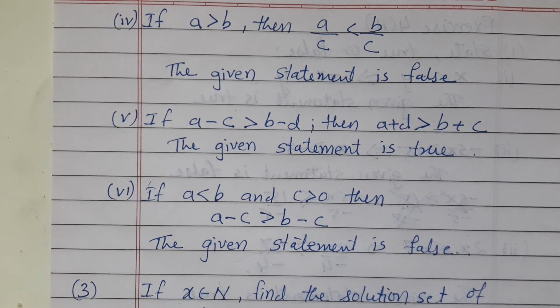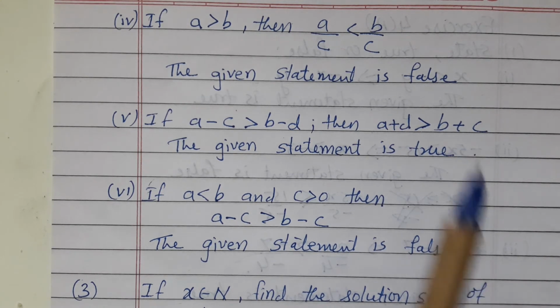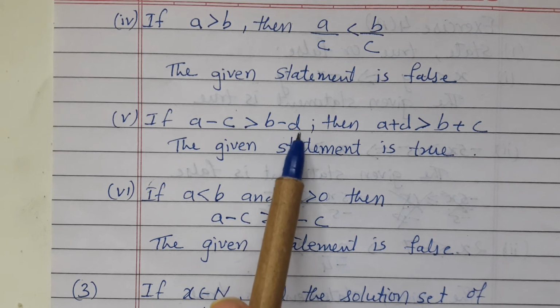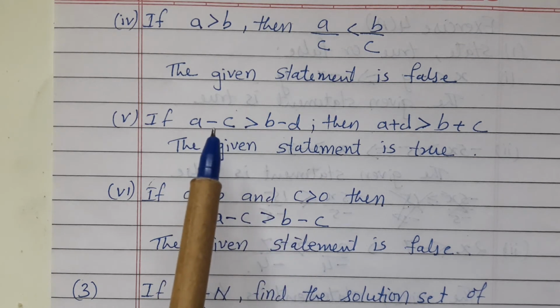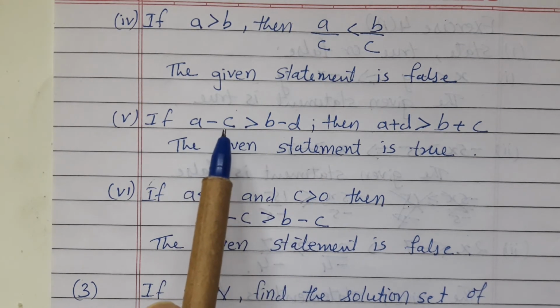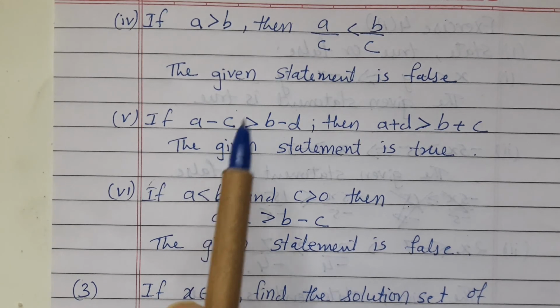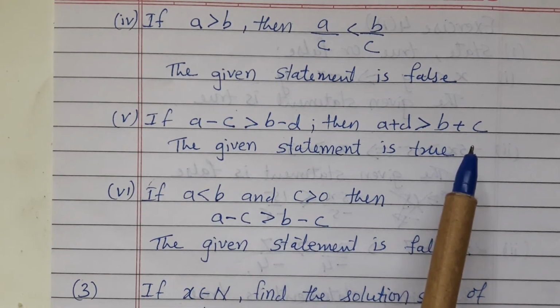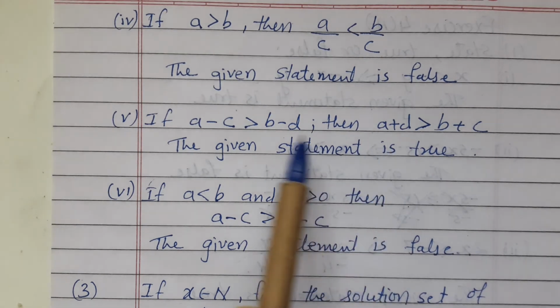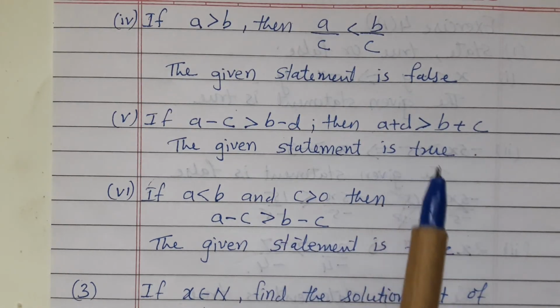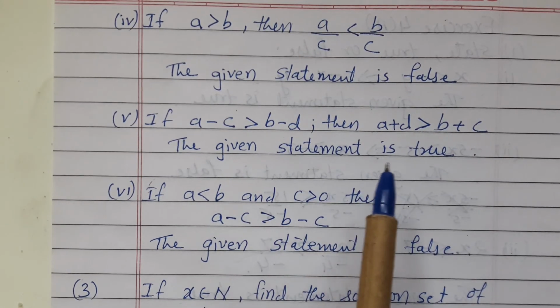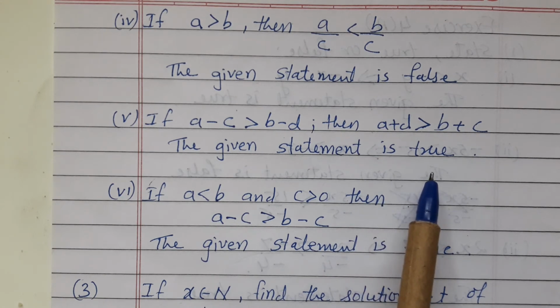Fifth sum, if A minus C is greater than B minus D, then D is taken to the left hand side, plus sign is there. Correct. C is taken to the right hand side, plus sign is there. Yes, and the sign is also not changed. So the given statement is true.